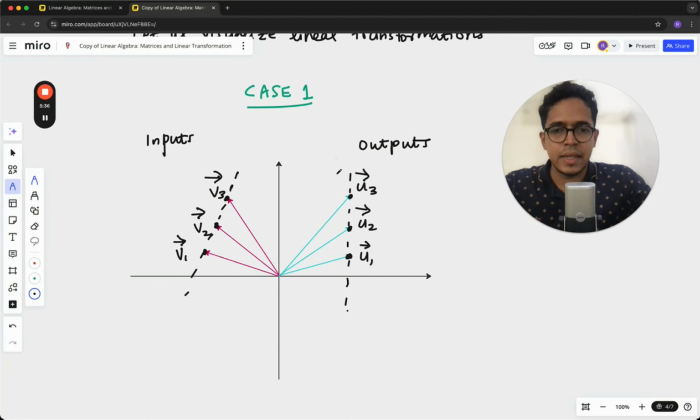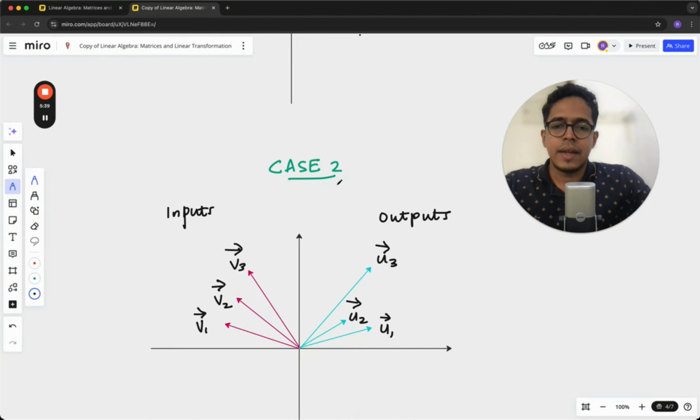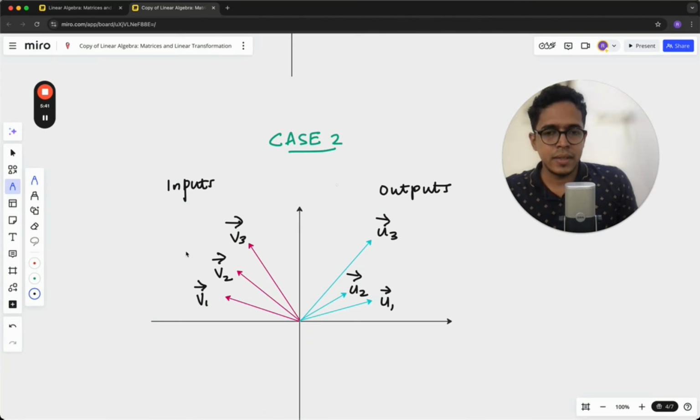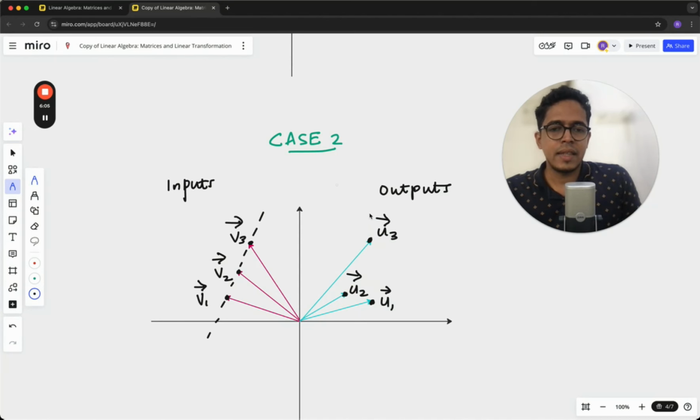Now let's look at another case, case 2. In case 2, we have again the same 3 input vectors. So we can define the 3 coordinate points which form the tip of these vectors, right? So these 3 points, we can see that they are on a straight line. But now let's look at the transformed vectors, u1, u2, and u3. So u1 has a tip here, u2 has a tip here, and u3 has a tip here. So we can see that the points that form the head of these 3 vectors after transformation do not lie on a straight line.